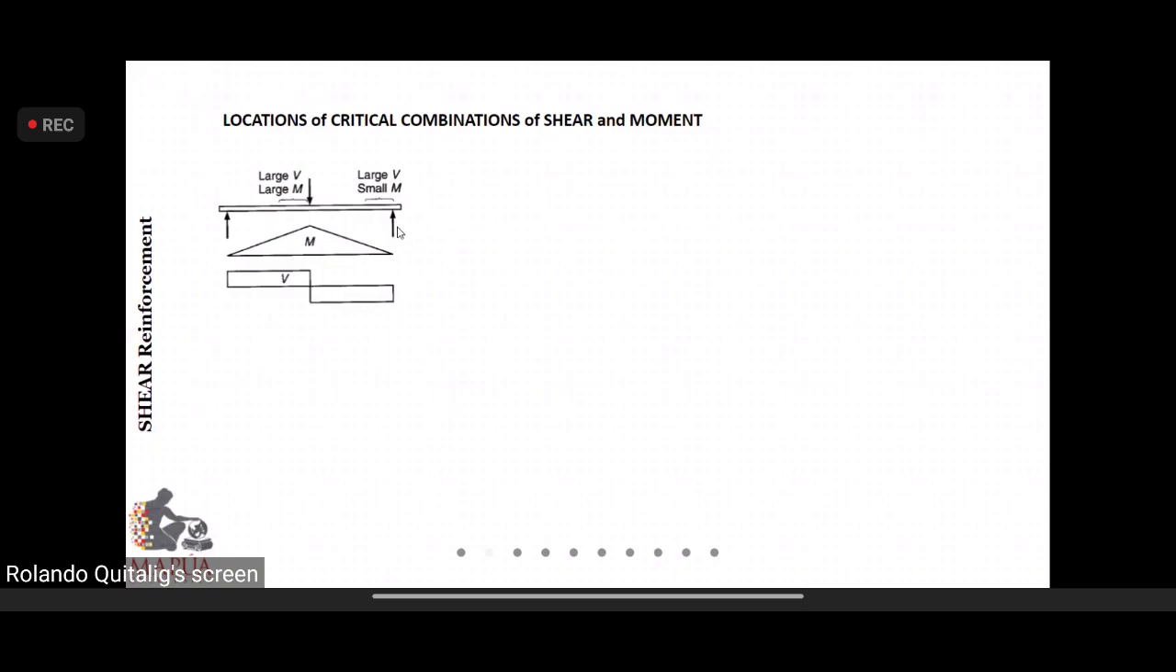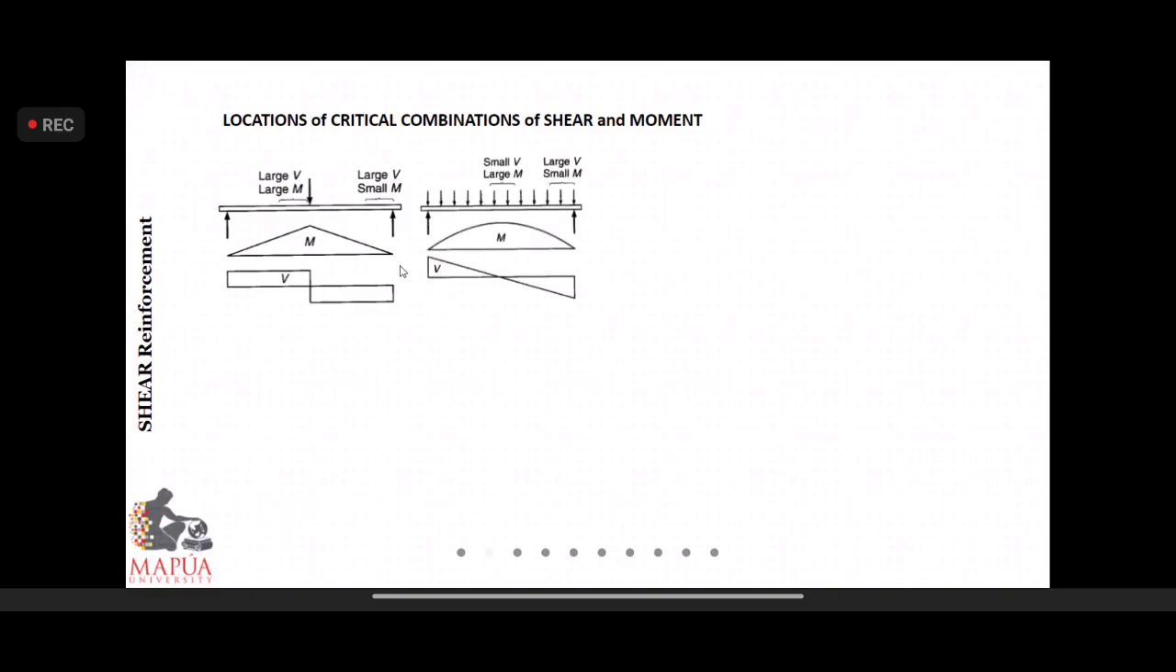Well, obviously, this will have the same comparable magnitude of V because we have the support reactions right here. So this will have large shear at extremities. This will be small or exactly equal to 0. Then we consider small shear, large moment, large shear, small moment respectively within midspan and extremities.